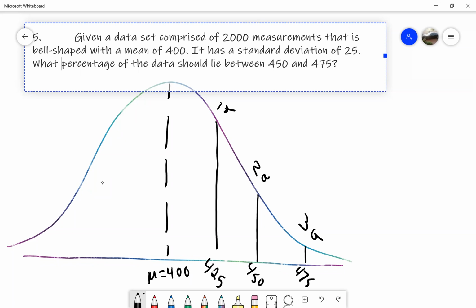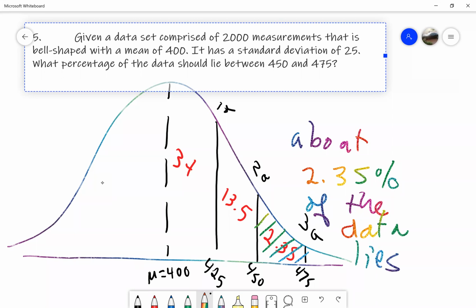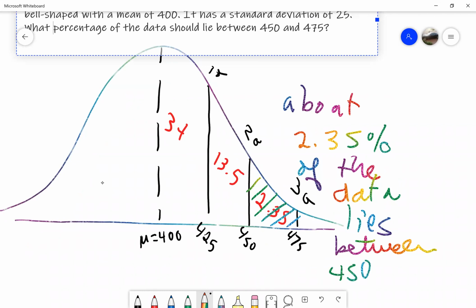I know what you're saying. So let's just fill out the percentages for the fun of it. 34, 13.5, 2.35. And we want to know what? From between where? 450 and 475. And what's the percentage going to be? 2.35. About 2.35% of the data lies between 450 and 475.